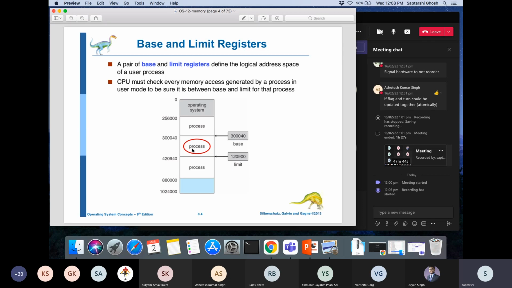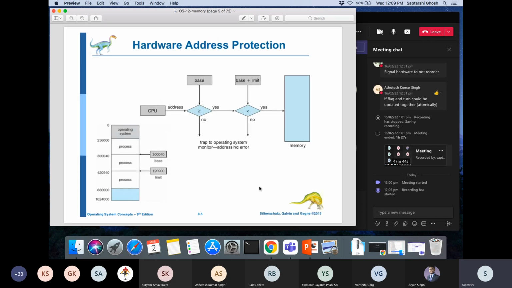When this process is running and it generates an address, the CPU must check whether that access is within this space or within these addresses or not. If not, that means the process is trying to do something illegal, and then we know what kind of thing happens, like a segmentation fault or those kind of things, right? So that is our early scheme. So how will this early scheme work?